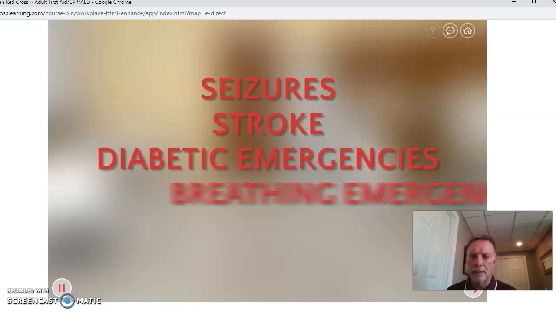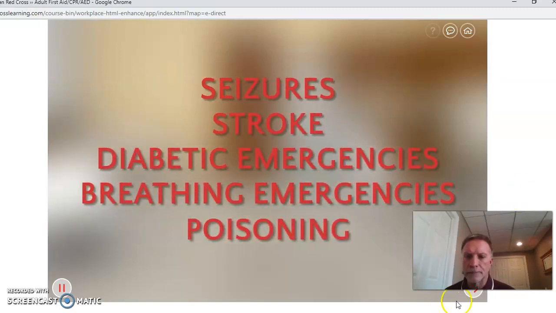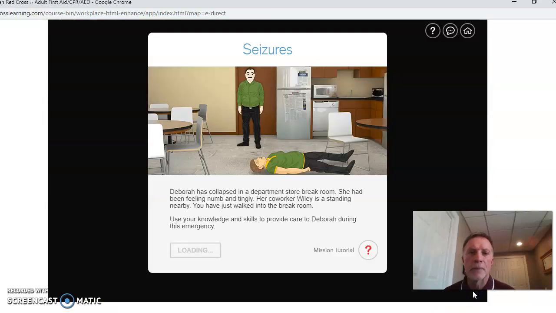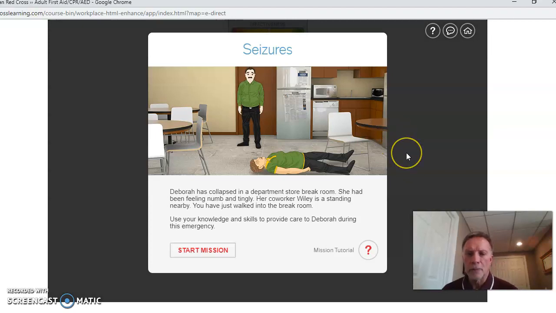Seizures, stroke, diabetic emergencies, breathing emergencies, and poisoning are all common types of sudden illnesses. To the untrained eye, we are going to now look at a mission, and we'll walk through this mission. If you look, a young lady has collapsed, and we'll start with the mission.